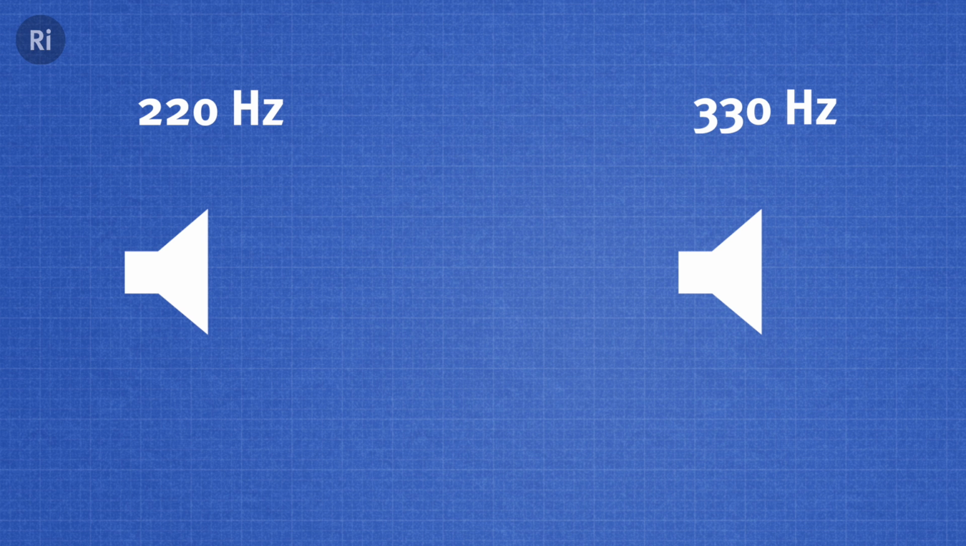So listen to this. It's a frequency of 220 Hertz. We're going to follow that with a frequency of 330 Hertz. So that frequency is higher than the first one. But look what happens when we put the two together. The resultant pitch that we perceive is actually lower than either of them.